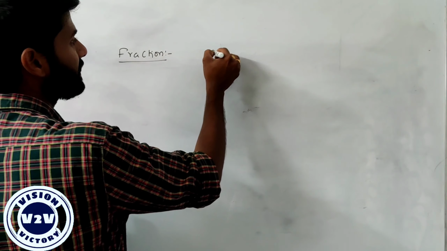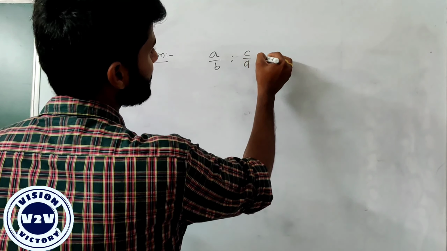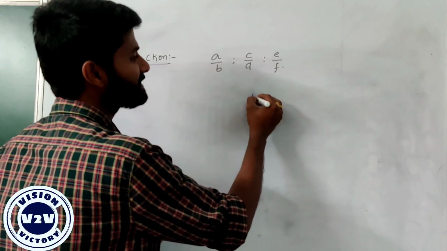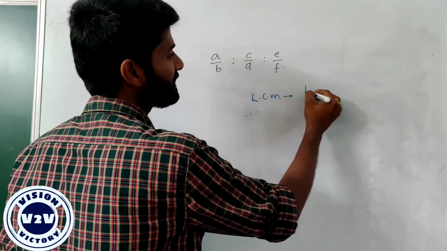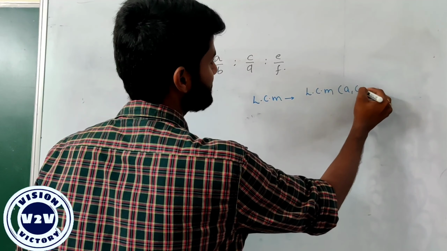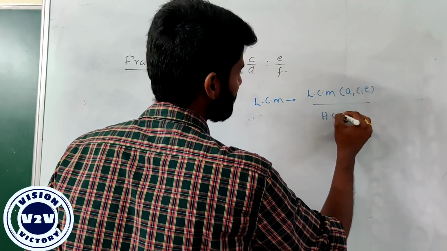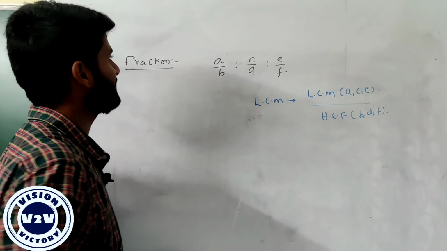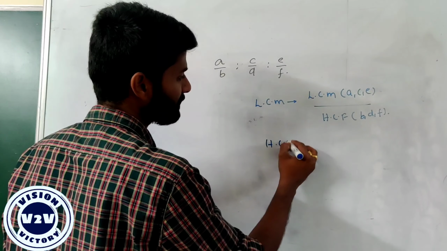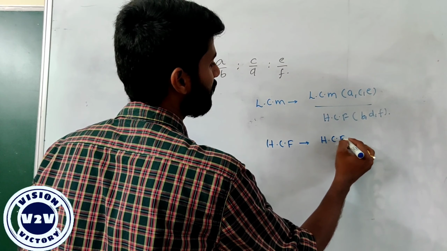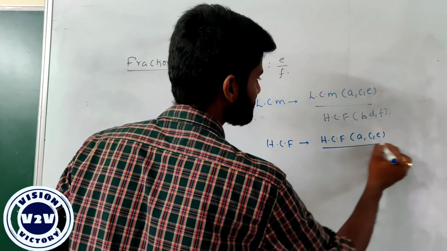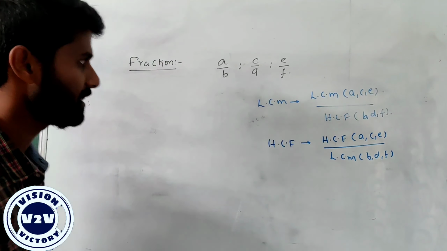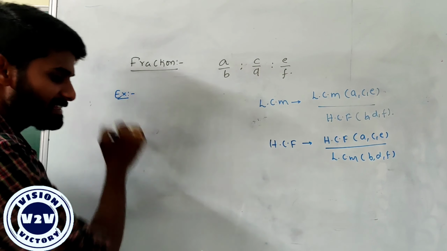If fractions are given, say A by B, C by D, E by F, and we need to find the LCM, the LCM of the fractions is the LCM of the numerators A, C, E divided by the HCF of the denominators B, D and F. In the same way, the HCF of the fractions is the HCF of the numerators A, C, E divided by the LCM of B, D, F. This is the formula.